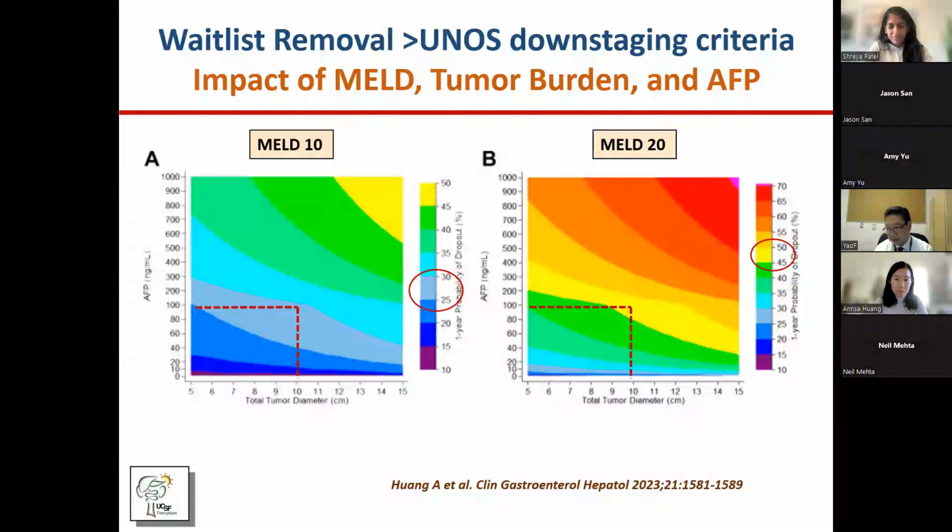Looking at it from a different perspective, if you have a patient with total tumor diameter of 10 and AFP of 100, for the patient with MELD of 10, the probability of removal from the waitlist is 25–30%, but at a MELD of 20, it's close to 50%. So you may have questioned why the MELD score makes such a difference. When somebody has a high MELD score, you can't really perform adequate locoregional therapy because they don't have enough functional reserve to tolerate these treatments. So that's a very important consideration.